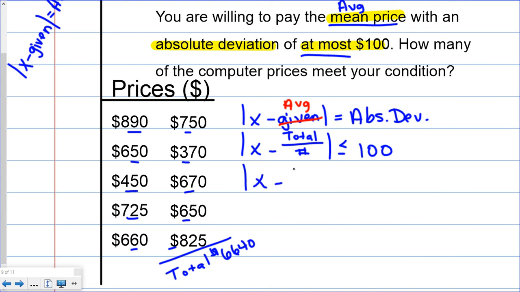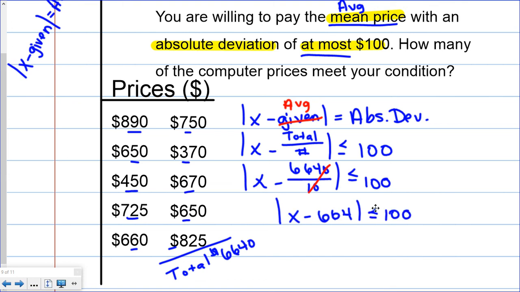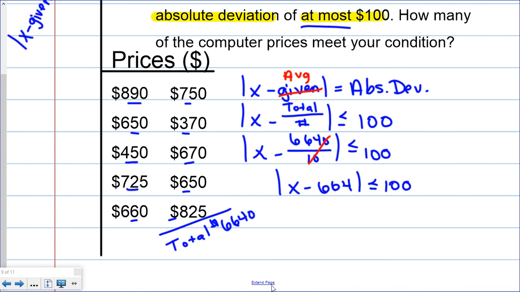So let's fill that in here. Absolute value of x minus 6,640 divided by 10 is less than or equal to 100. Go ahead and divide that out. Really, the shortcut there is to knock off those zeros. And now we have the absolute value of x minus 664 less than or equal to 100. So we have an equation now to figure out our numbers, because it says how many of the computer prices meet your condition. We are going to have to solve that inequality.